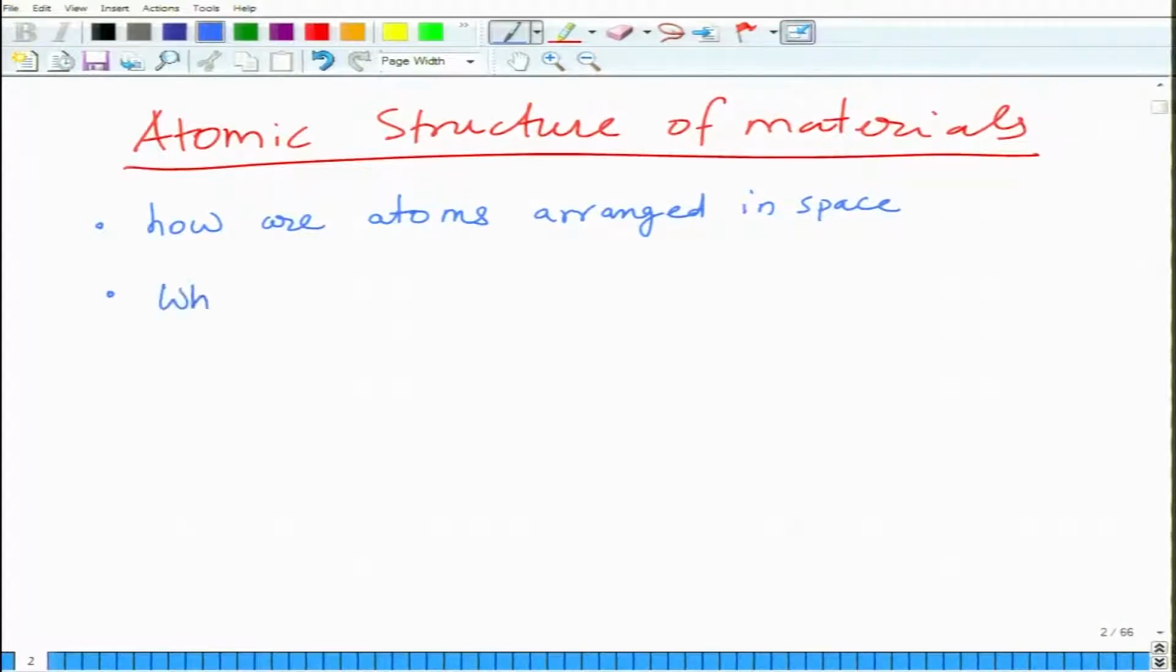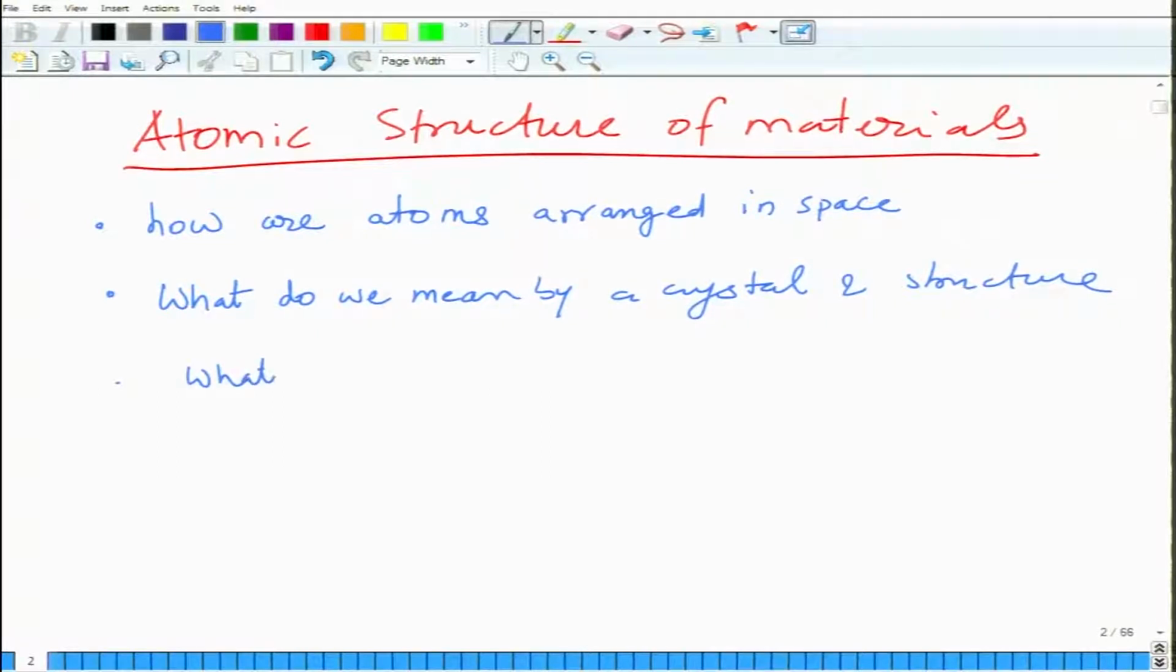What do we mean by a crystal structure, crystal and structure, and what is the basis?